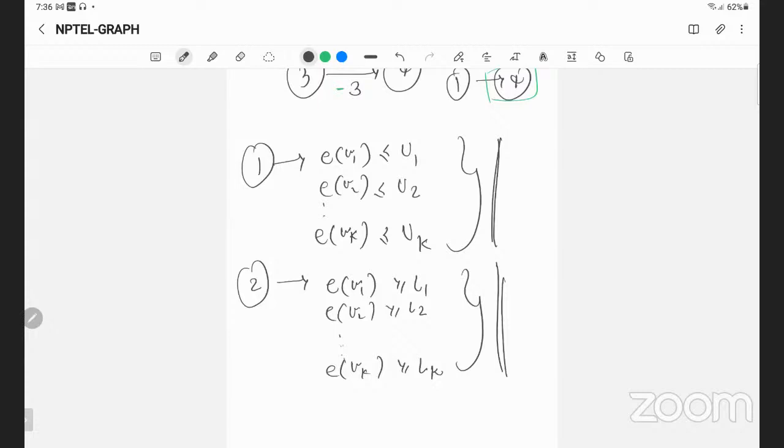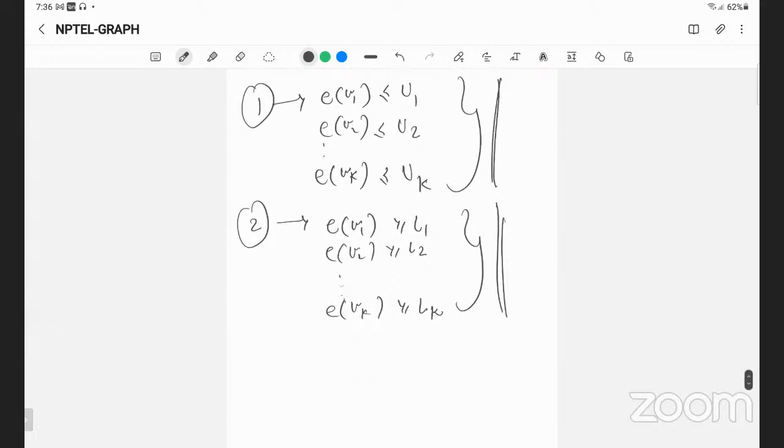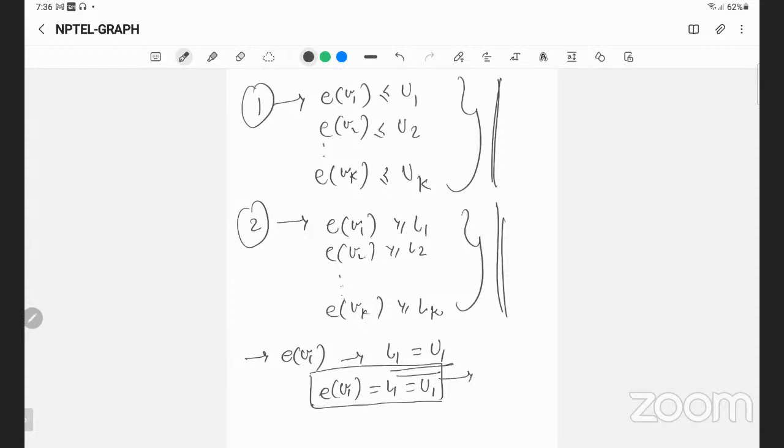Now we have upper bounds and lower bounds. So to find the final answer, we just need to compare these bounds. So for EV1, if L1 equals U1, then we can say that EV1 will always be equal to L1, which is equal to U1. So we are able to uniquely determine the age of person V1. For person V1, we are sure that his age is L1.